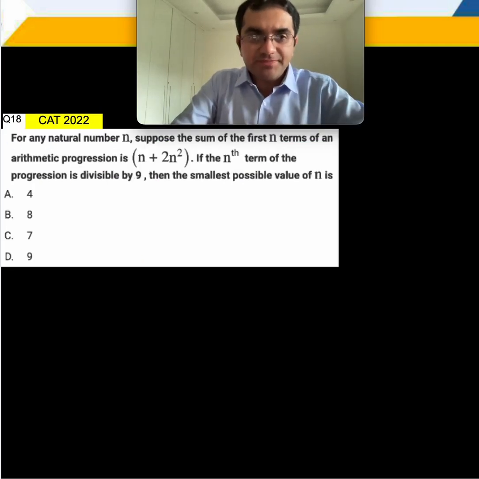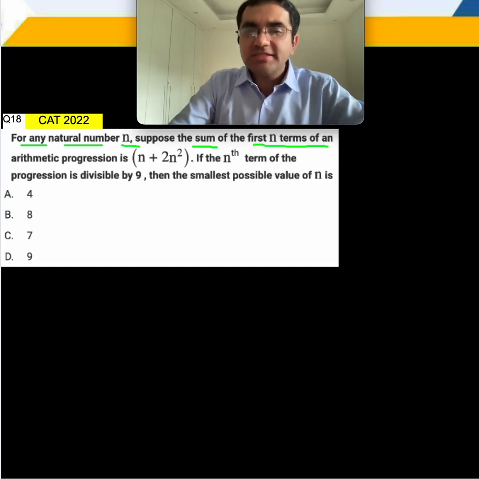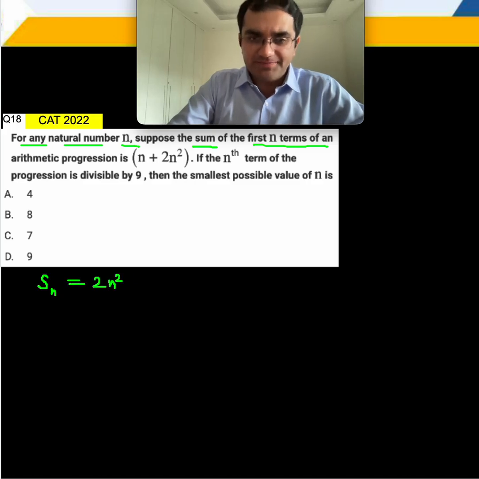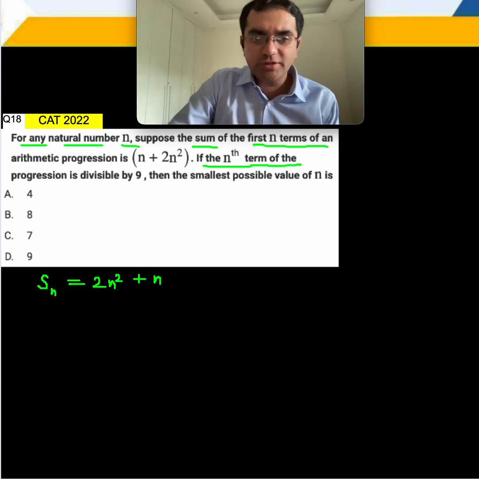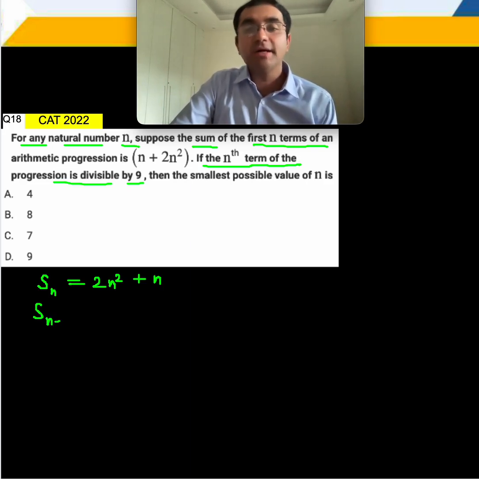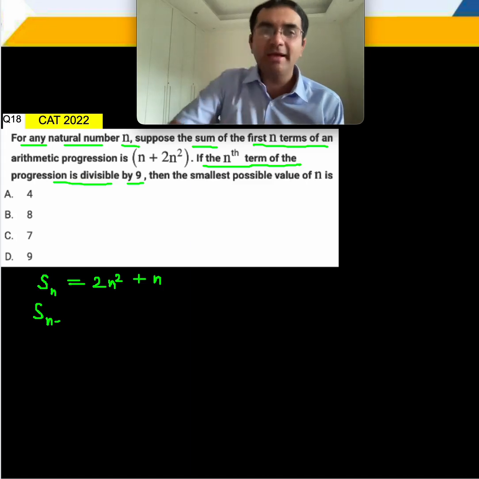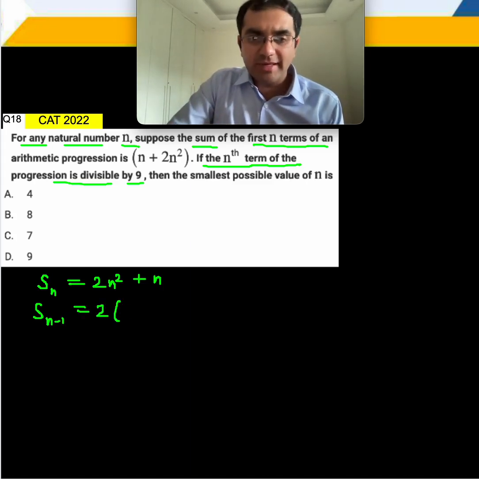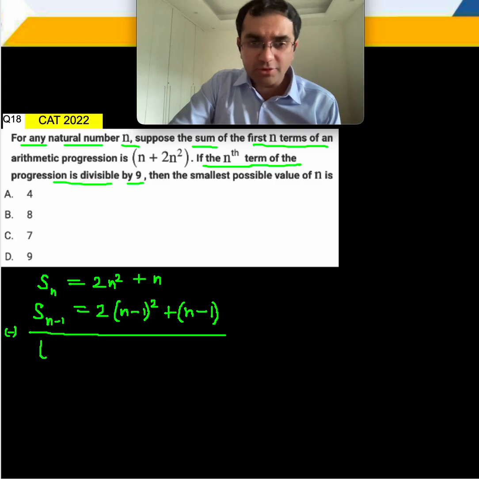Sequence and series. For any natural number n, sum of the first n terms is given as 2n square plus n. ठीक है. If the nth term of the progression is divisible by 9. Let's get to the nth term. Divisible by 9. Nth term कैसे आएगा? Sn minus Sn minus 1. Sum of n terms minus sum of the first n minus 1 terms becomes twice n minus 1 whole square. N की जगह n minus 1 रख दिया basically. Plus n minus 1 and subtract. इन दोनों को subtract कर दो.